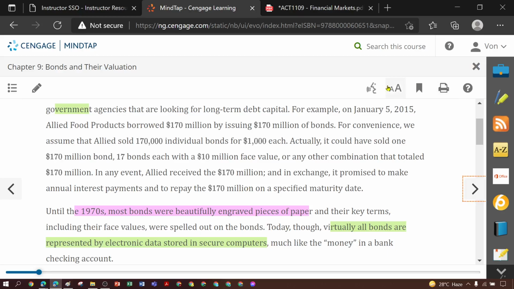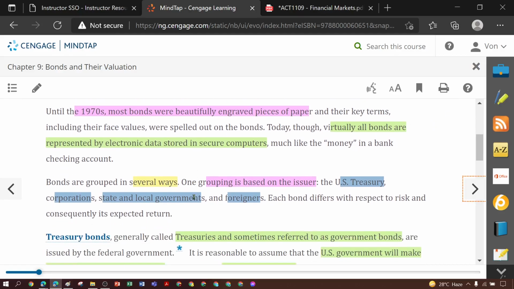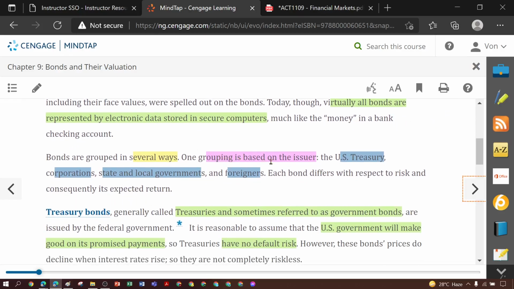Okay. Ayan. So dito, binanggit lang, no? Until the 1970s, most bonds were beautifully engraved pieces of paper. So kaya nga bond ang tawag sa kanya, no? And yung paper, bond paper. O minsan tinatawag natin na coupon bond. Okay. Ayan. Pero ngayon, virtually all bonds are represented by electronic data stored in secure computers. Okay, and then ayan. Bonds are grouped in several ways. One grouping is based on the issuer. Ayan. So, the US Treasury, corporations, state and local governments, and foreigners.